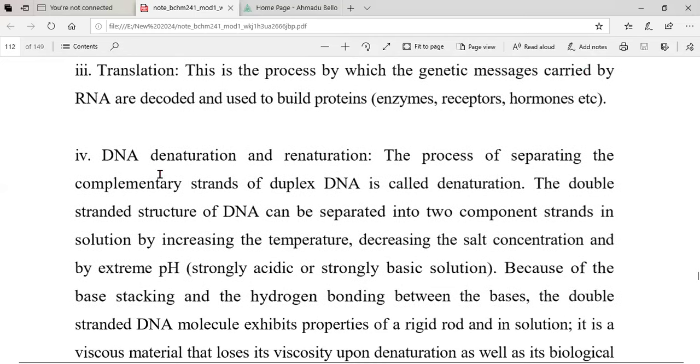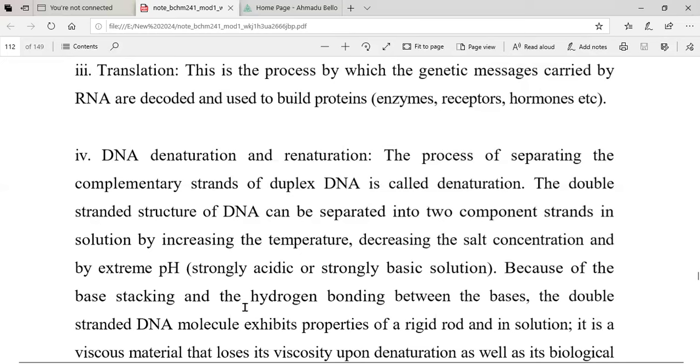So we have DNA denaturation and renaturation. The process of separating the complementary strands of duplex DNA is called denaturation. The double-stranded structure of DNA can be separated into two component strands in solution by increasing the temperature, decreasing the salt concentration, or by extreme pH, strongly acidic or strongly basic solution. That is what we call denaturation.